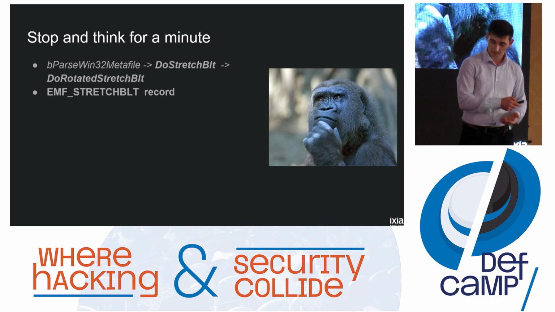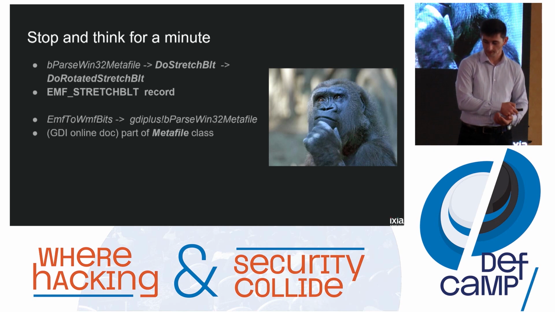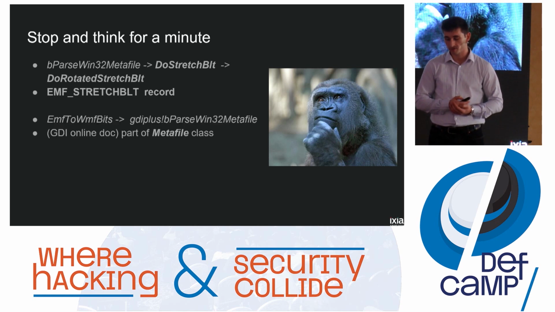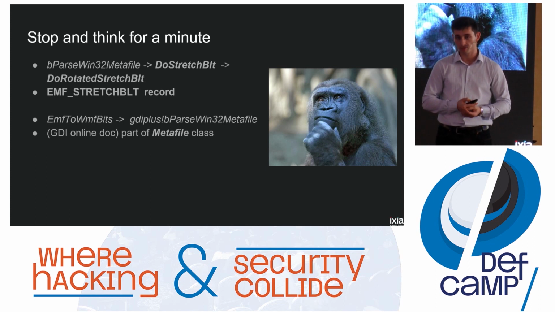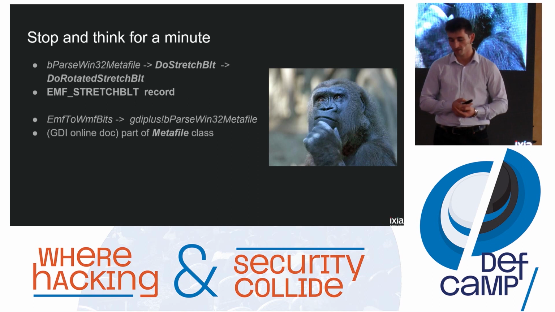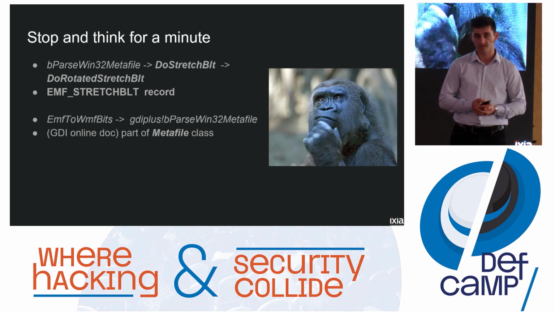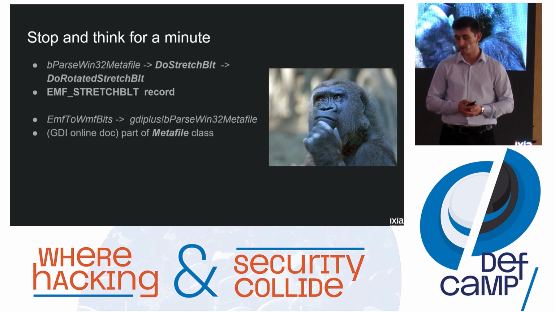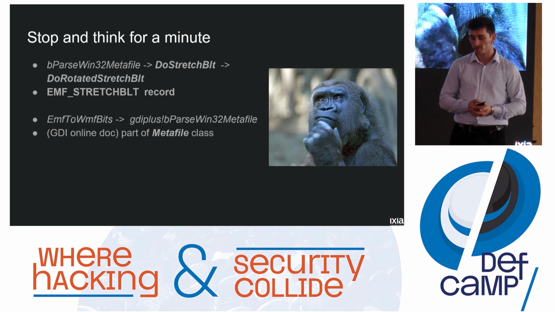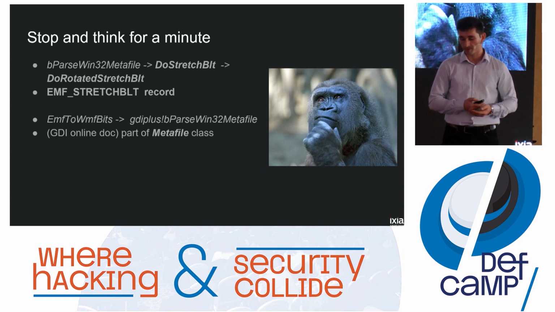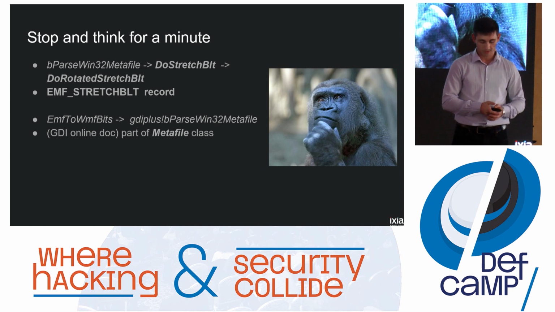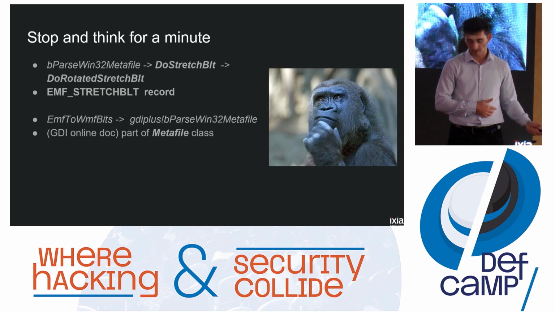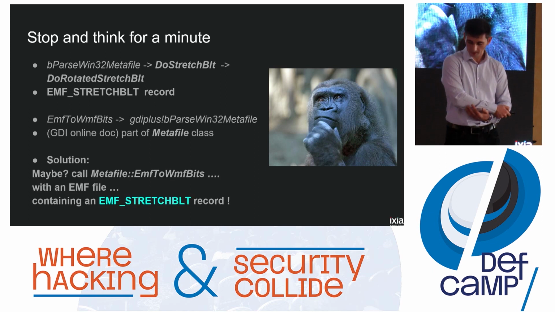Damn, this is not working. So I need to find a way to call this method, and I know that it's external. So now what do I do? I take a look at the Microsoft documentation. And it turns out that this method, bparse win32 meta file, is actually a part of the meta file class. So I do have a way to make an API call, and hopefully that will reach the vulnerable code that is of interest for us. So let's try to do that, if this thing will let me.